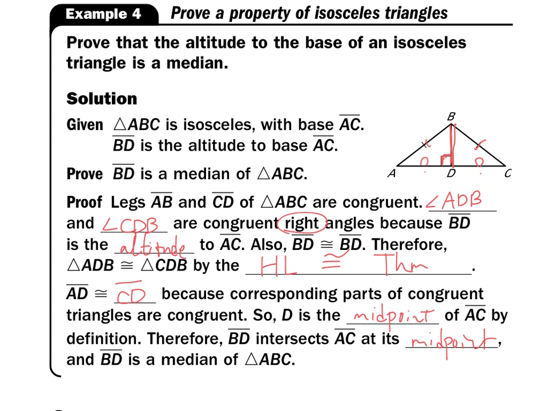Okay, so this only happens with isosceles triangles. If it's a right triangle that's not isosceles, or an obtuse triangle, this will not happen. The altitude and the medians are independent of each other.